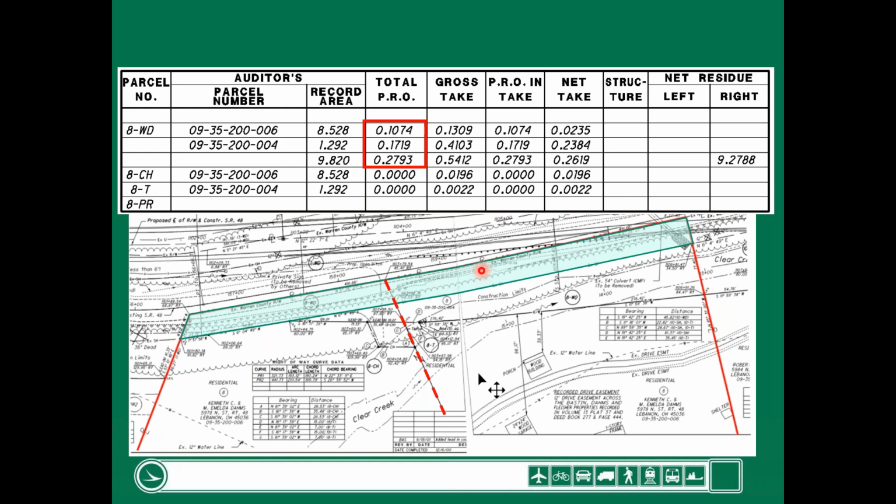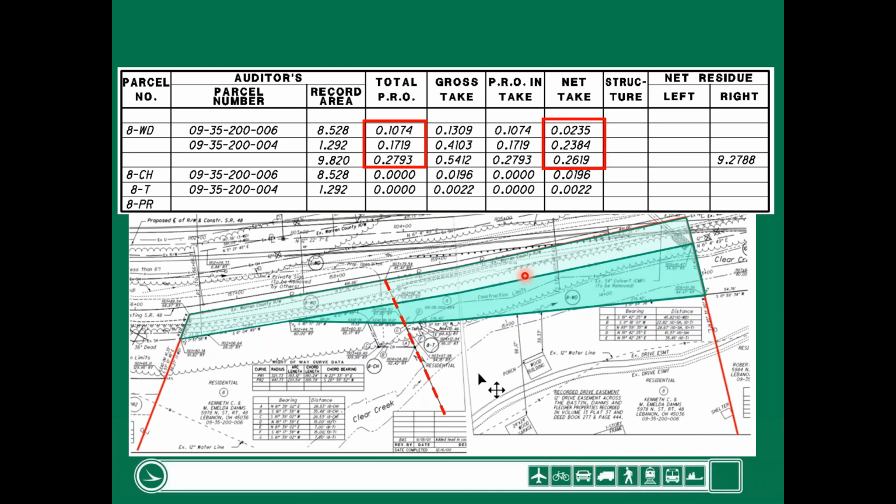As part of this project, we're going to acquire this as a fee-taking WD. So we're going to acquire all this PRO as well as some additional right-of-way. So we identify what is the total PRO. For the auditor's permanent parcel number that ends with 006, we're going to acquire 0.1074 acres. And for the parcel number that ends in 004, we're going to acquire 0.1719 acres. So we're acquiring more PRO from the smaller tract of land, okay?